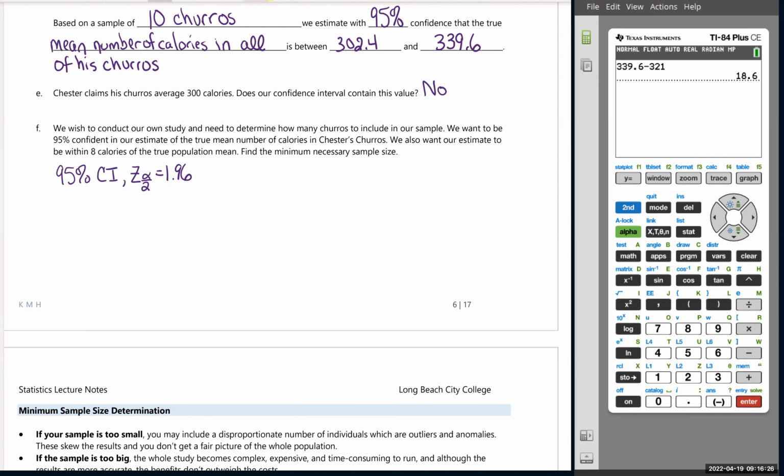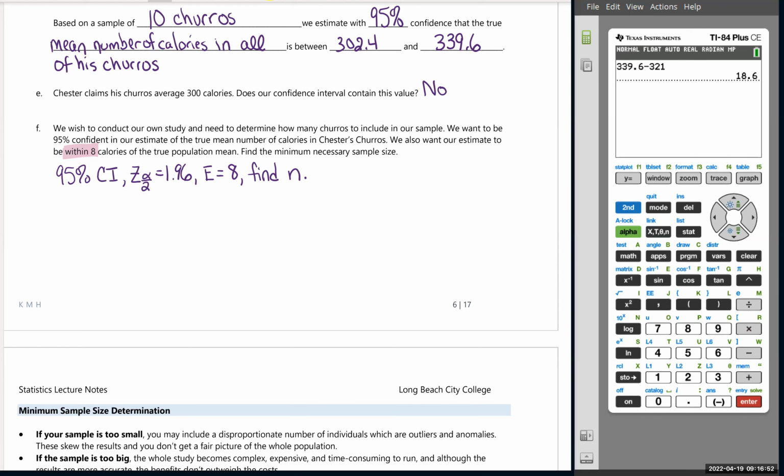And when they say accurate to within, within is your plus or minus. So that's your margin of error. So we'll do E for margin of error. And when it says find the minimum sample size, that means we're looking for the lowercase n, number of churros.